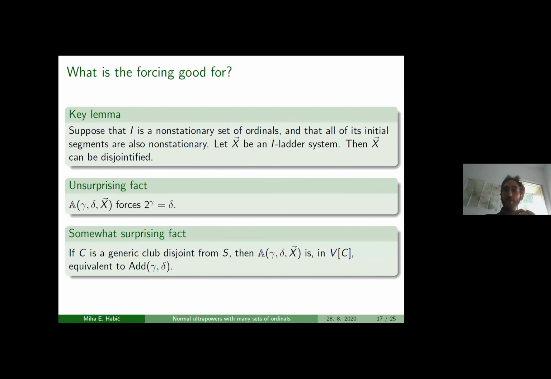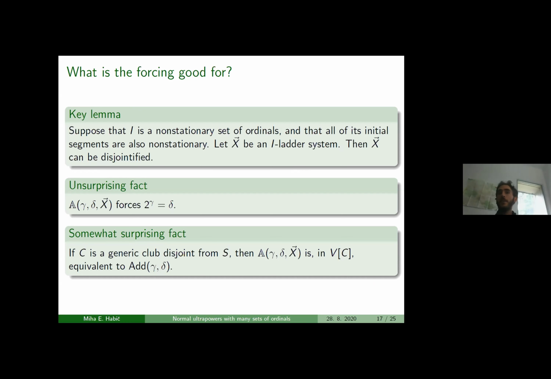All right, so the unsurprising fact was that we actually do what we wanted to do. We add delta many subsets to gamma. A slightly more surprising fact is that this allusion to Cohen forcing isn't just accidental. Imagine now that you have this non-reflecting stationary set S that you used to build the forcing, and now you shoot a club that kills the stationarity of this set S. What you can show is that in the extension where you've killed the stationarity, this Apter-Shelah forcing is just equivalent to plain old vanilla Cohen forcing at gamma delta.